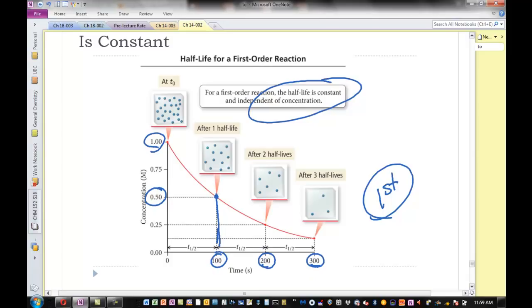So to go from 0.5 to half of that, 0.25, is another 100 seconds, 100 to 200. To go from 0.25 to 0.125, so cutting that concentration in half again, guess what? It's another 100 seconds. That's unique to first order. And that's really cool. Once we know the half-life, every half-life is the same amount of time. Now realize every time we're cutting the concentration in half as we go.